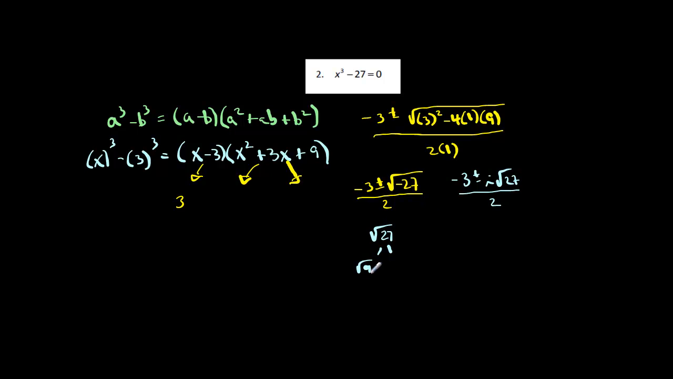That's the square root of 9 times the square root of 3. The square root of 9 is 3, so 3 root 3. So negative 3 plus or minus 3i root 3 all over 2. You can't cancel anything here. So we're going to have negative 3 plus 3i root 3 all over 2 and negative 3 minus 3i root 3 all over 2. So these are your three solutions.